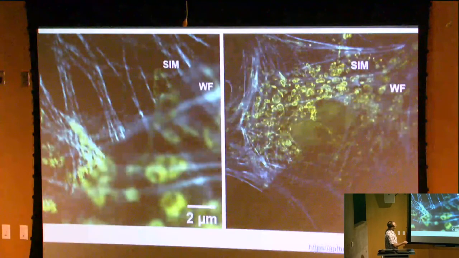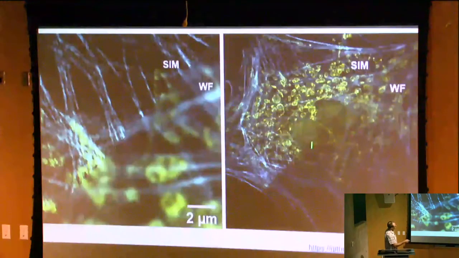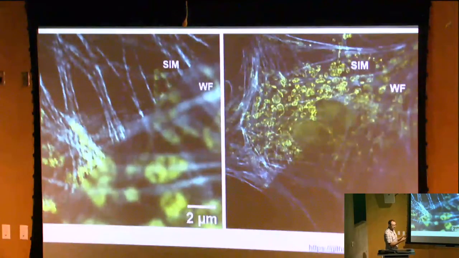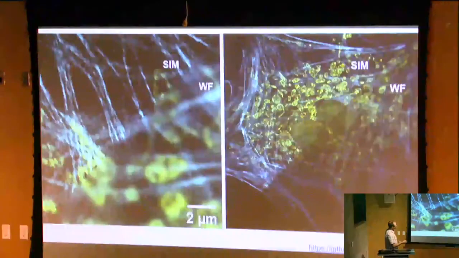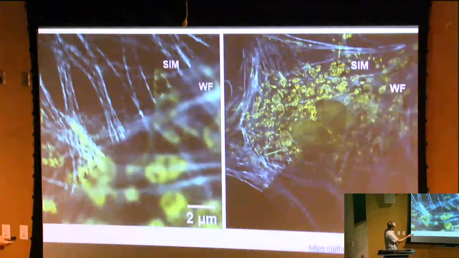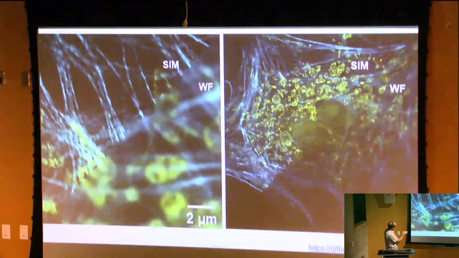So this is what it looks like in cells with multiple colors. What we have labeled here in yellow are what are called mitochondria. These are the powerhouse of your cell. And then in cyan, it's the actin cytoskeleton. So this is the structure of the cell. And here is just a blow-up, and you can see these fibers and their crossings.